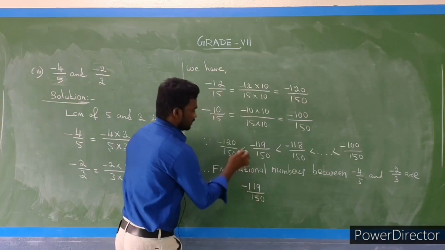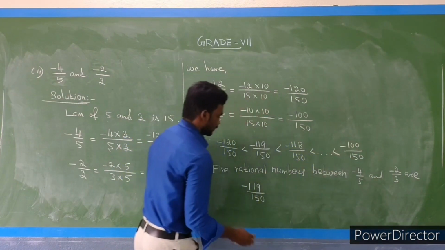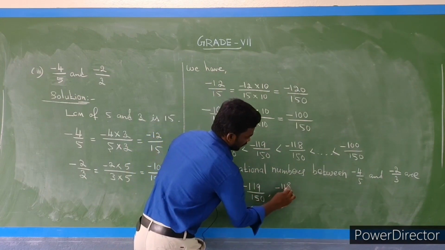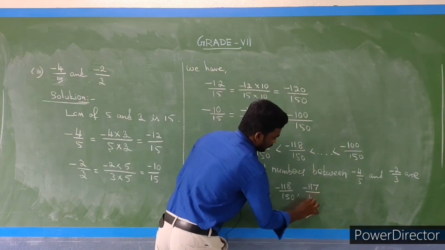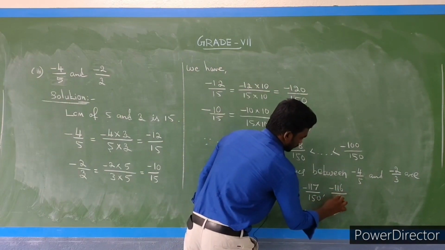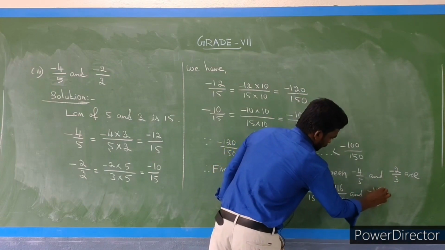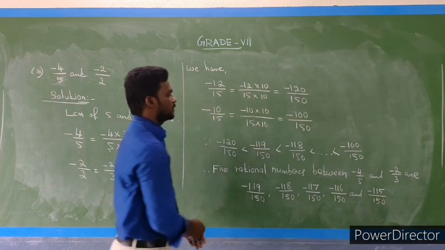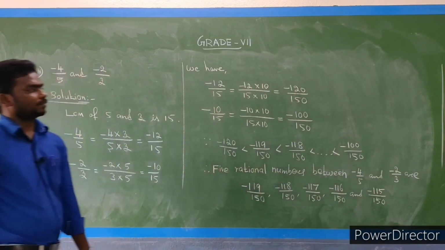That means between these two numbers, between minus 120 by 150 and minus 100 divided by 150: minus 119 divided by 150, minus 118 divided by 150, minus 117 divided by 150. Next, minus 116 divided by 150 and minus 115 divided by 150. So these are 5 rational numbers between minus 4 by 5 and minus 2 divided by 3.